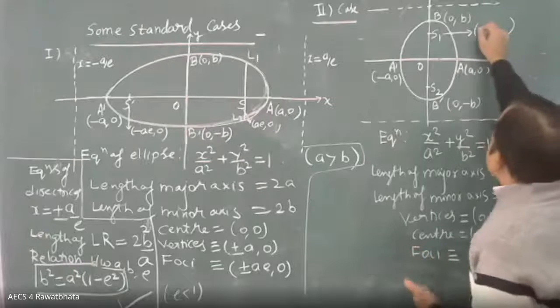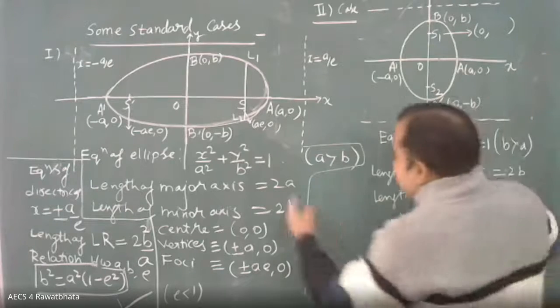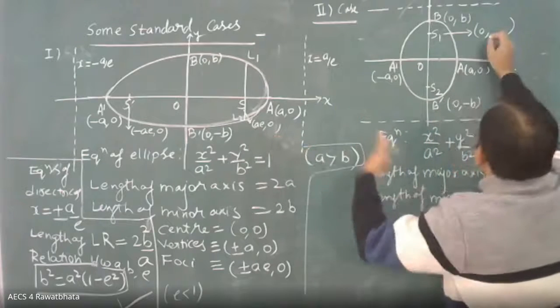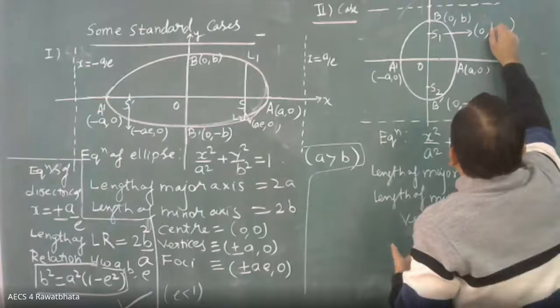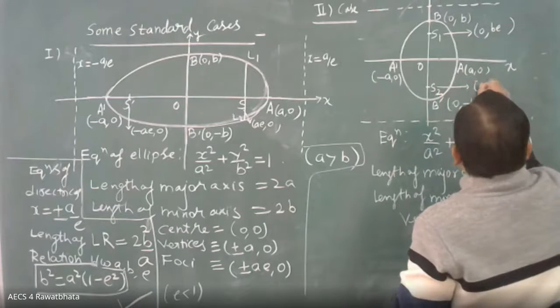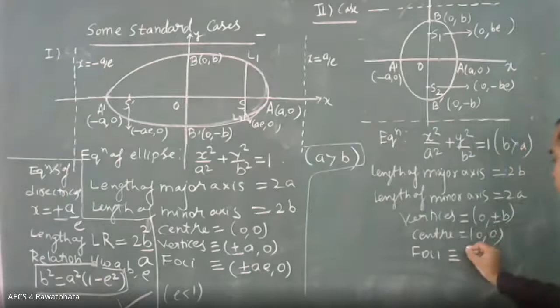Yes, 0 comma something. First of all, because it is on the y-axis, it should be 0 comma something. And because in the first case it was ae comma 0, in the second case it should be 0 comma be. Similarly, S2 coordinates will be 0 comma minus be. So the foci are finally 0 comma plus minus be.